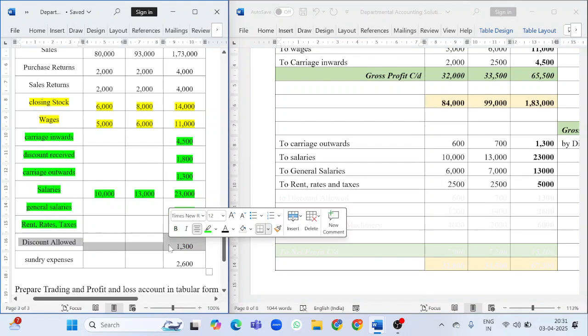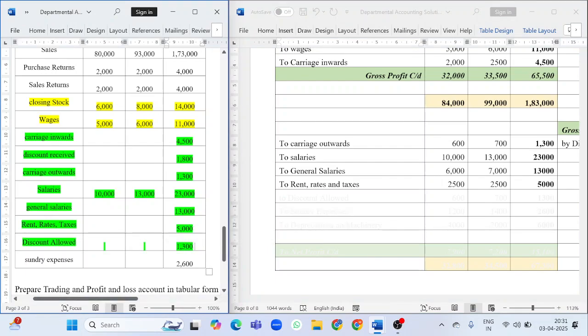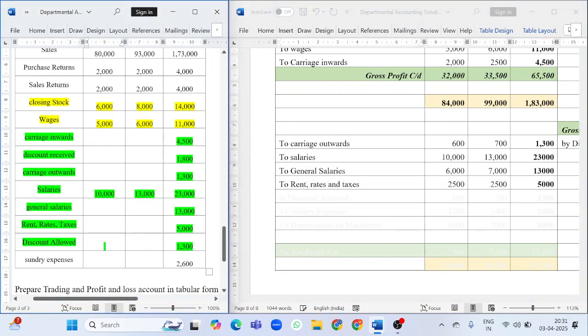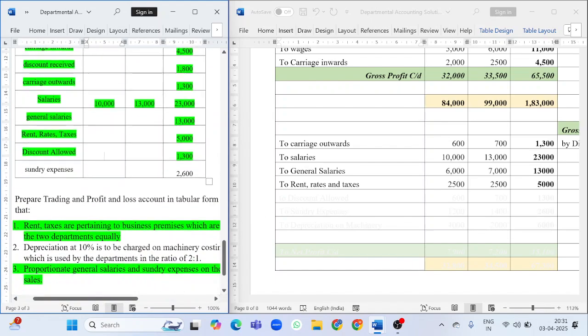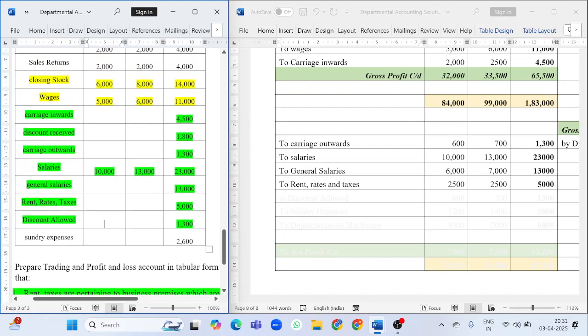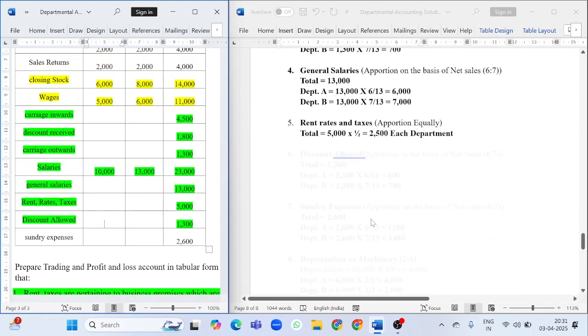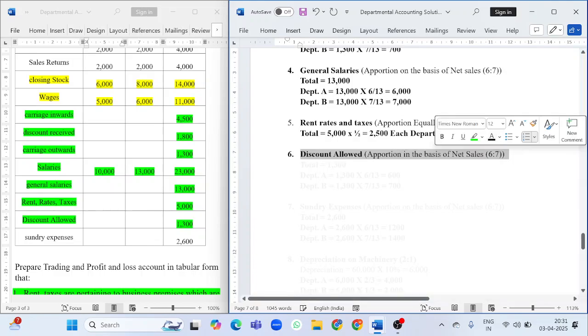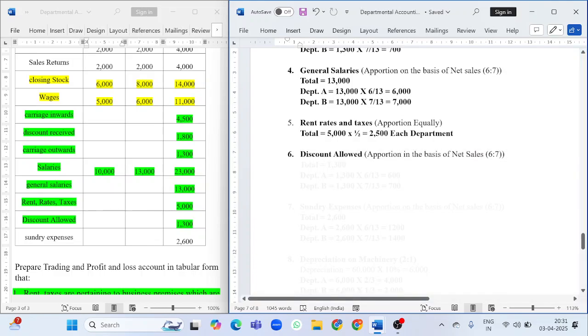The next indirect expense in the question is discount allowed. Again it's an indirect expense, and individual department expenses they have not given. Common expense they have given. We have to divide. Let us check if anything is given in the additional information. No, nothing is given. So when nothing is given, we have to follow the rules. Always discount allowed is given on sales, so similarly, it should be apportioned on the basis of net sales only. The ratio of net sales is 6:7.